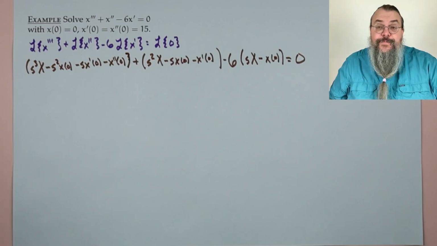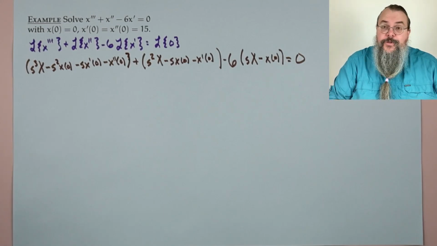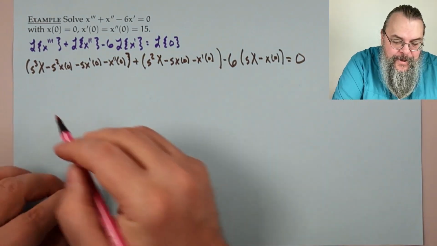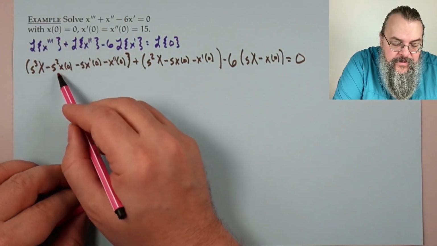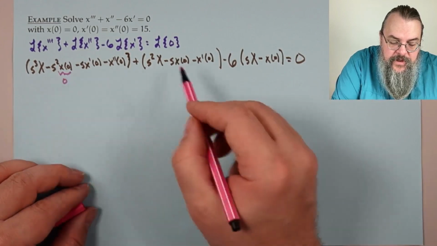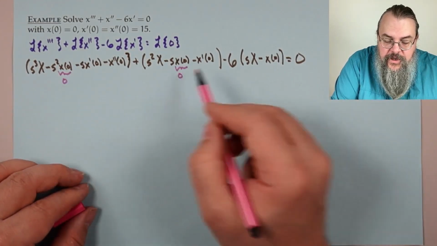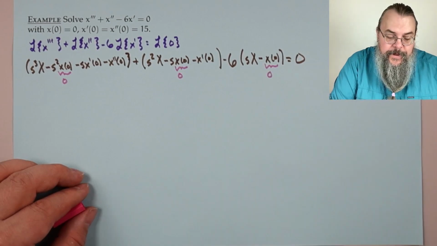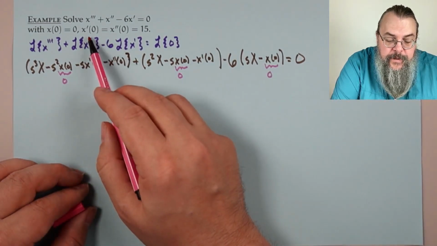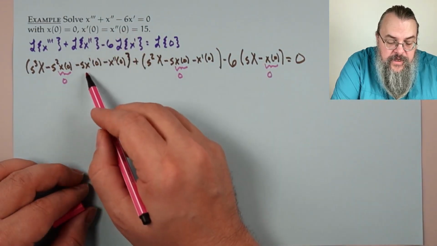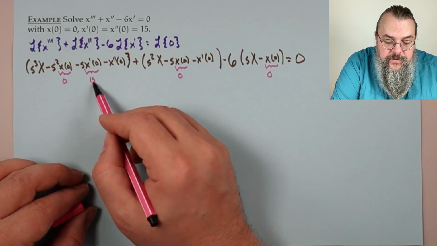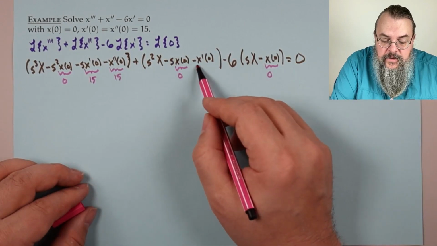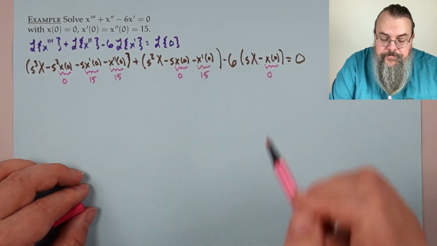Okay, well, let's plug in what we know. Certainly we can't plug in what we don't know, so it's a good idea to plug in what you know. We know what x of 0 is. So everywhere where we see x of 0, we say good news, that's going to be 0. So that's very helpful. Then x prime and x double prime are both 15. So I say, okay, you're 15, and you're 15, and you're 15 as well.